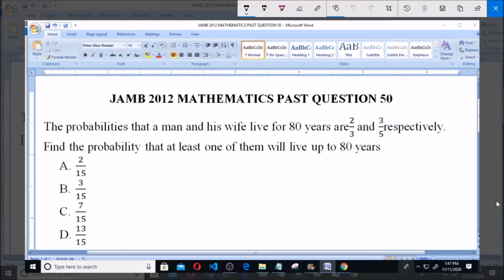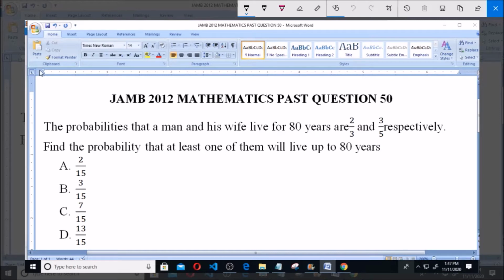I will be answering JAMB 2012 Mathematics Past Question 50. The probabilities that a man and his wife live for 80 years are 2/3 and 3/5 respectively. Find the probability that at least one of them lives up to 80 years.